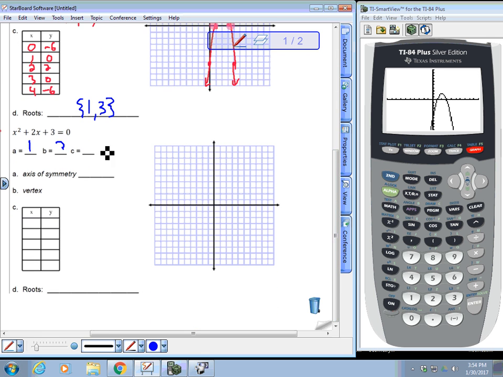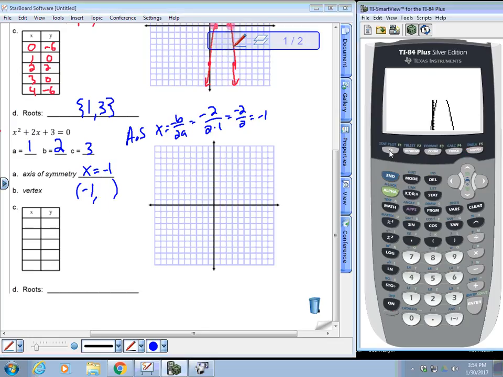A is 1, B is 2, C is 3. So the axis of symmetry is the opposite of 2, over 2 times 1, which is going to be -2 over 2, which is -1. So the axis of symmetry is x equals -1. My vertex will have -1.